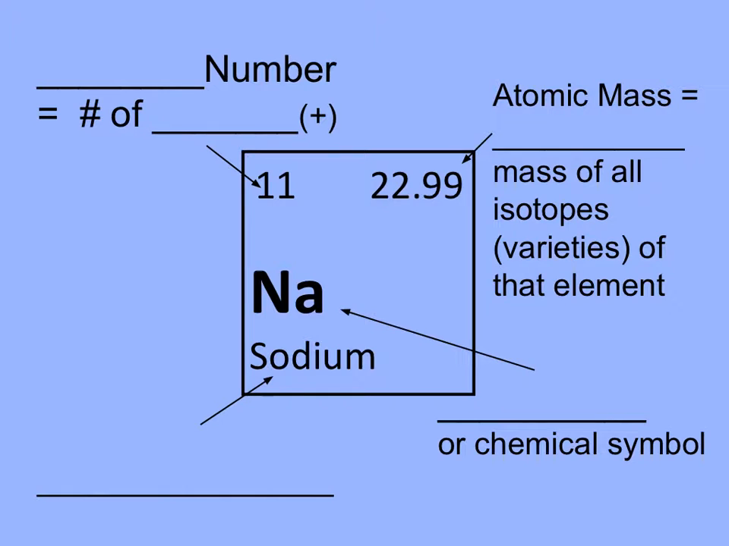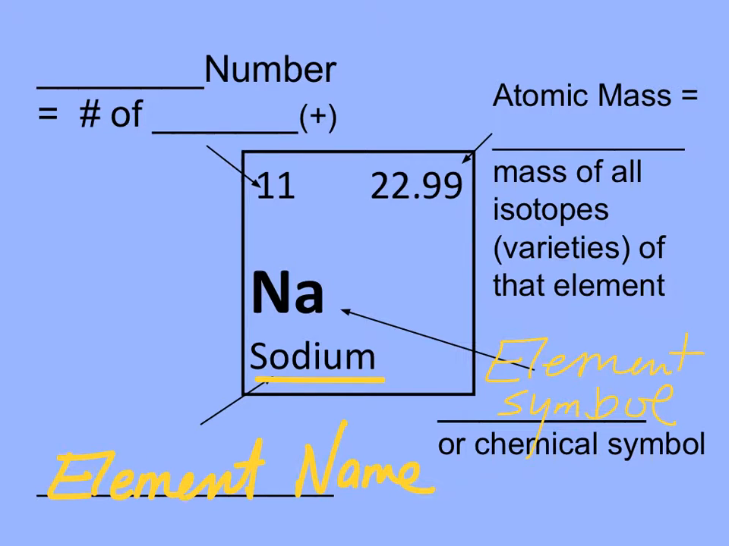The first thing I want to point out is the element name, which is written in full. Then we also have the element symbol. Sometimes the element symbol is easy to recognize. For example, hydrogen is simply an H. Sodium here, Na, seems a little bit off. A lot of times it has to do with its official chem name or Latin name. So part of the element square is the naming system.